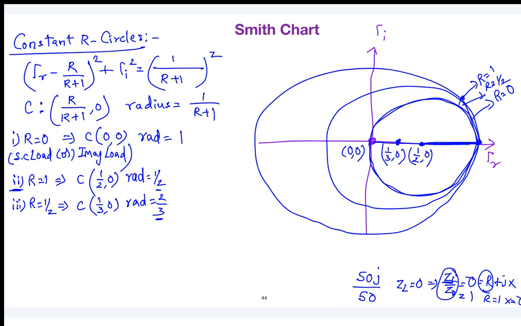Any questions here till now? Am I correct, whatever I have drawn there? Shall I go ahead?